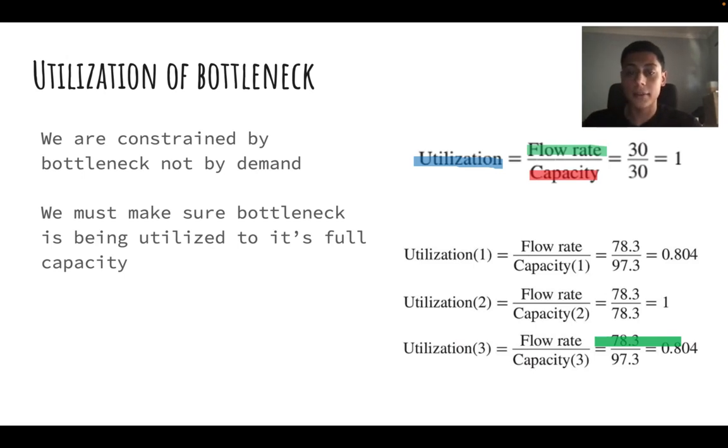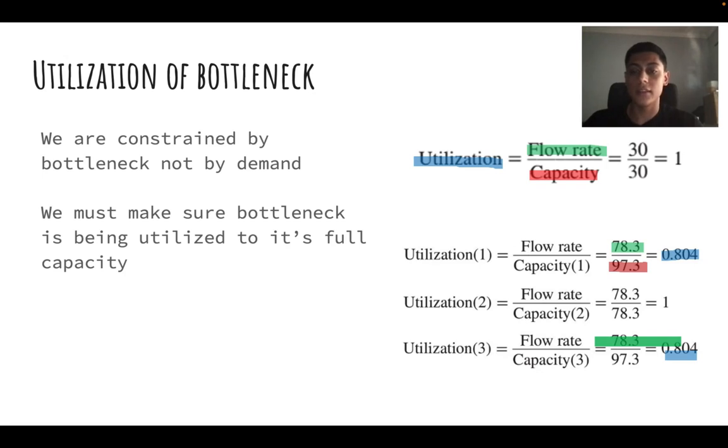So keeping that in mind, the flow rate in this instance, using the sandwich shop example, would be 78.3 because that's the maximum amount of customers that they can serve. Now let's take the capacity for each process, which in this case for the first process, for the first employee, it'd be 97.3. We get our utilization of 0.804. That would be the same utilization for the third employee as well.